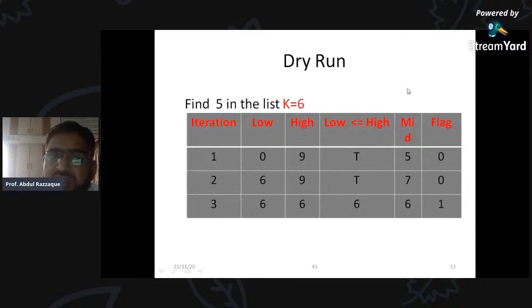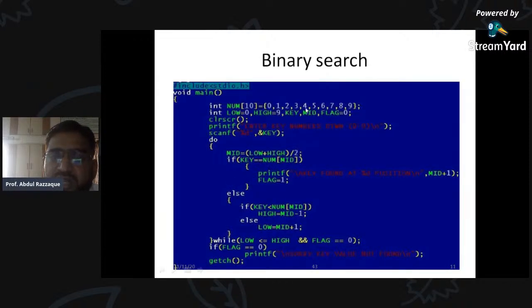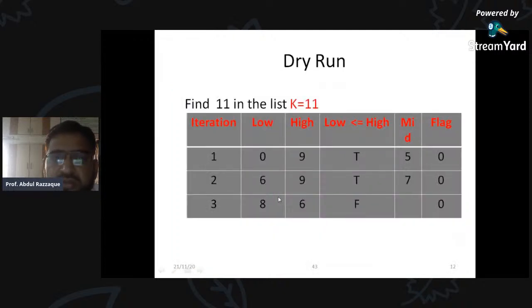The second dry run is for finding the element 5 in the list or not. We are seeing here that element 5 is there in the list at the location number 5. Here my key should be 5, not 6. If we are searching 5, then k should be 5. If we are searching 6, then k should be 6. So if k is 5, in this case also low is 0 and high is 9. So 0 plus 9 is 4.